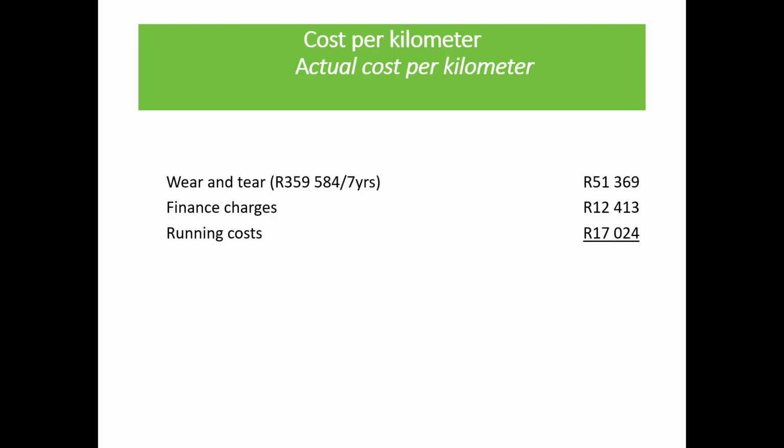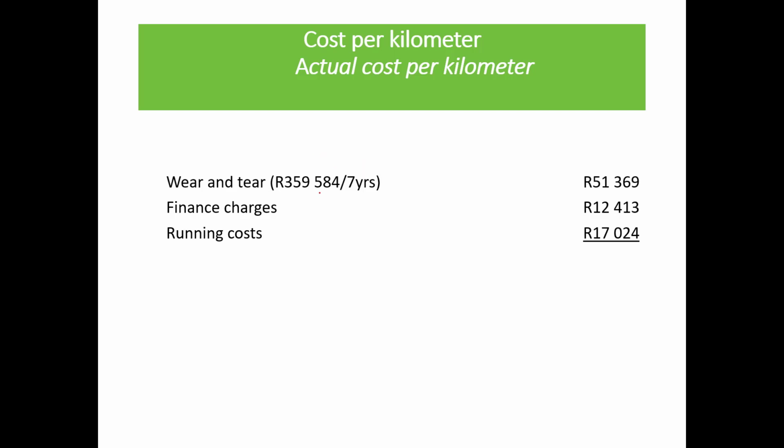So it's that 359,584 divided by 7 years, and then we'll get to an amount of 51,369. Right. One thing to take note of is that if the vehicle was not used for the entire year of assessment, then the wear and tear will be apportioned accordingly.